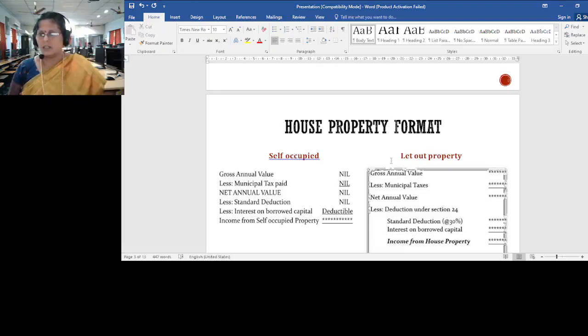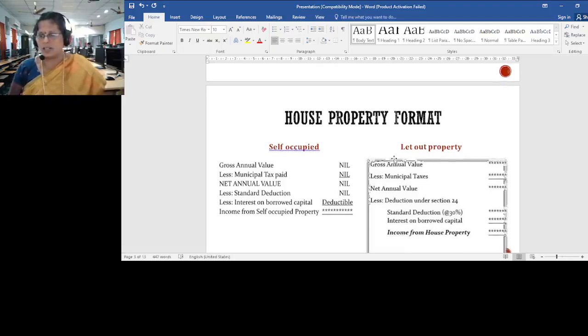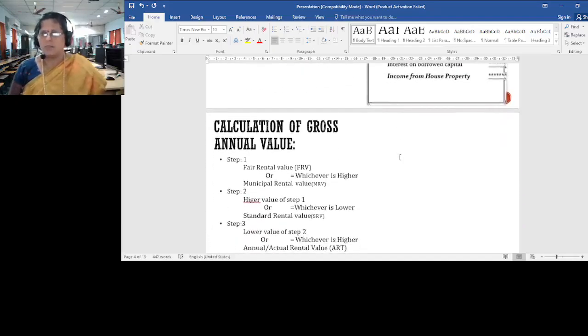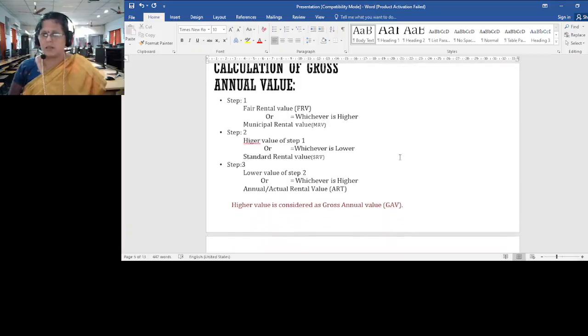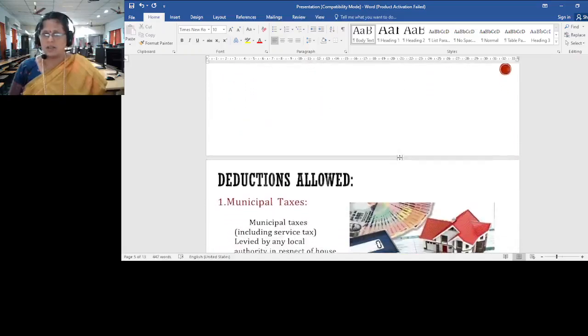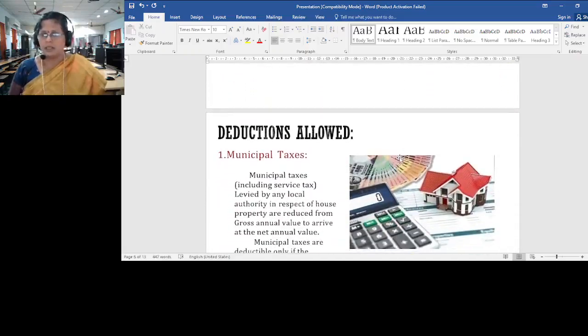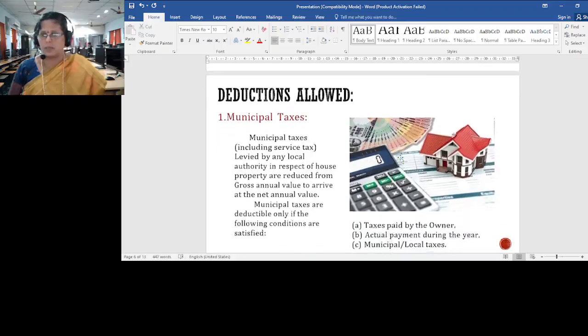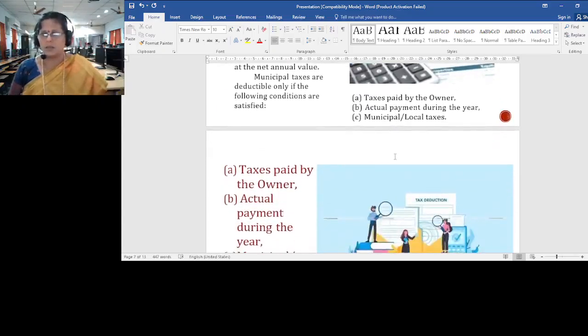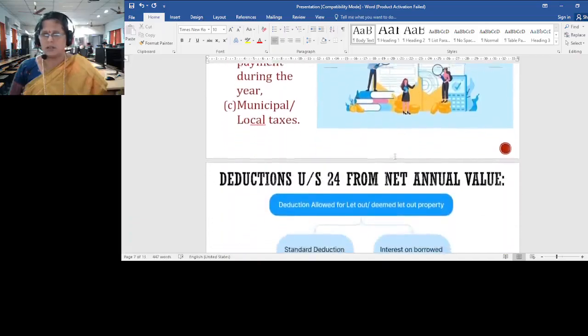slide. To calculate this gross annual value in the format, I have given a procedure. There are 3 steps which I have discussed in the previous slide. Then, what is gross annual value? After that, net annual value. There may be some deductions, but before net annual value, municipal taxes will be deducted. After deduction of municipal taxes, you will get net annual value.